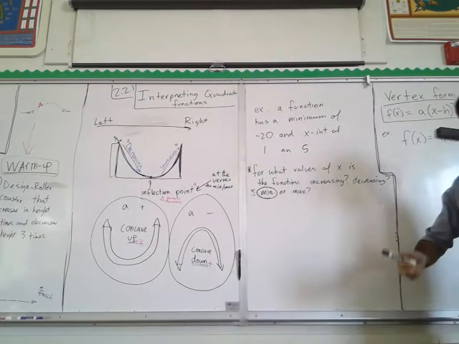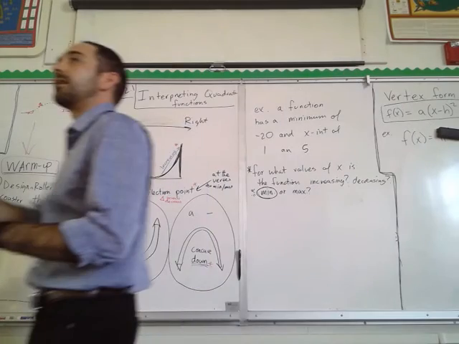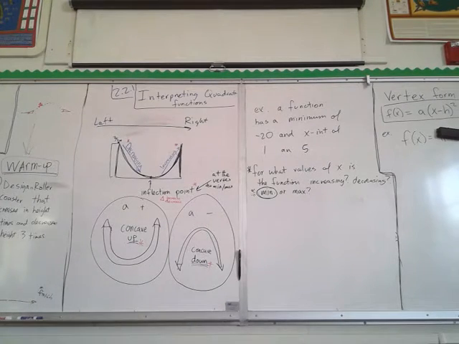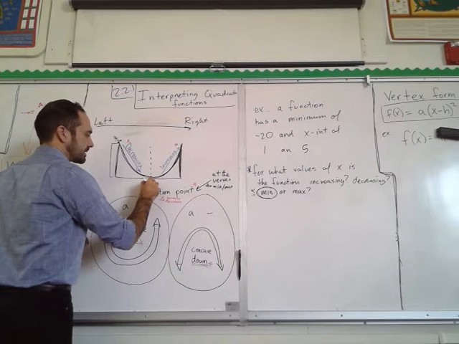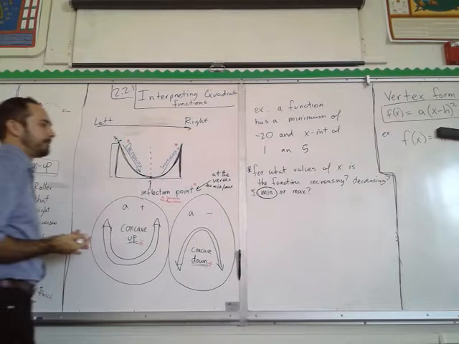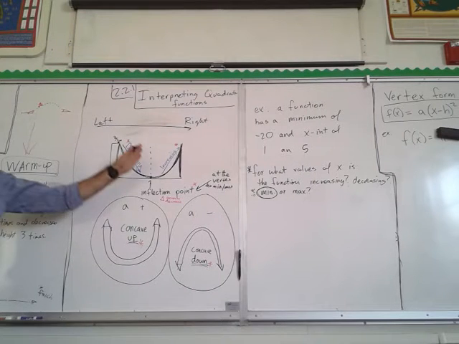What's the line or the axis that it also lies on? Axis of symmetry. Because we know the vertex goes through this axis of symmetry. So this inflection point is a change from increasing to decreasing, but it's also on the axis of symmetry, and it's the vertex.